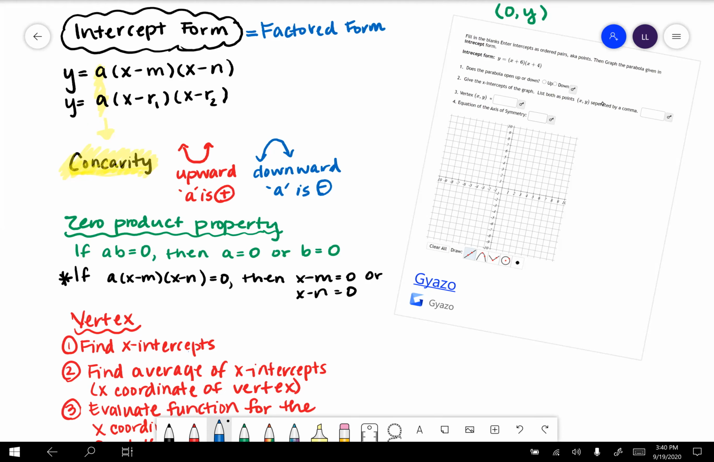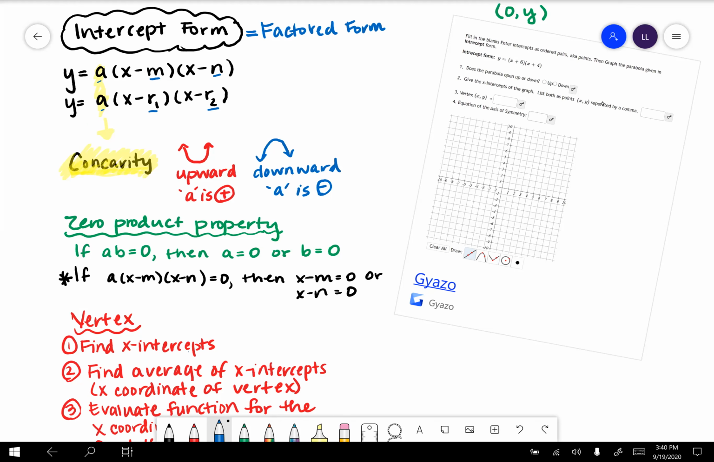Sometimes you'll see the letter m being used for the zeros. Sometimes you'll see r sub 1 being used for the zeros. Sometimes you'll see p and q being used for the zeros. It really doesn't matter what the letter is. If you notice, the structure is still the same. a still comes first, and then you have your two factors.